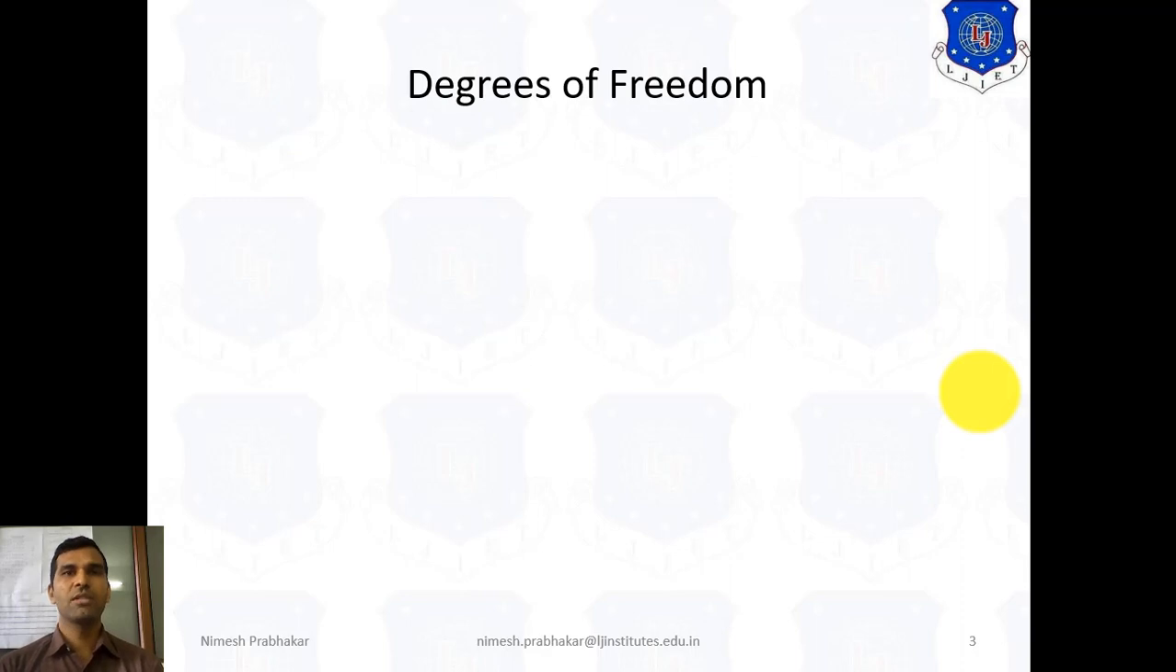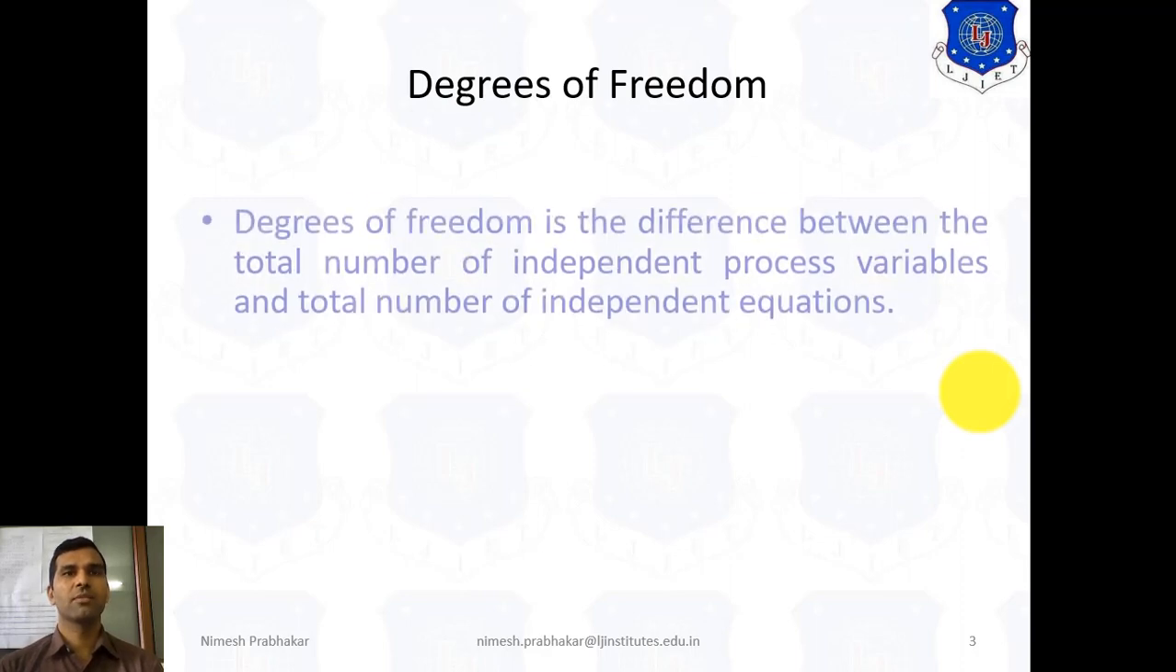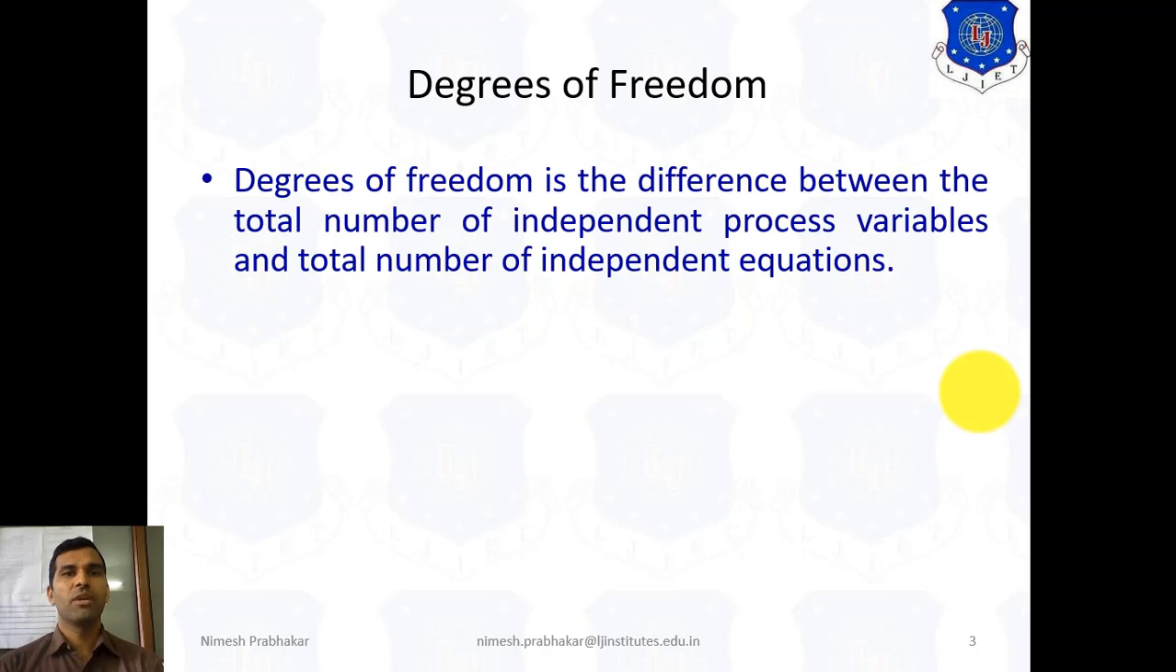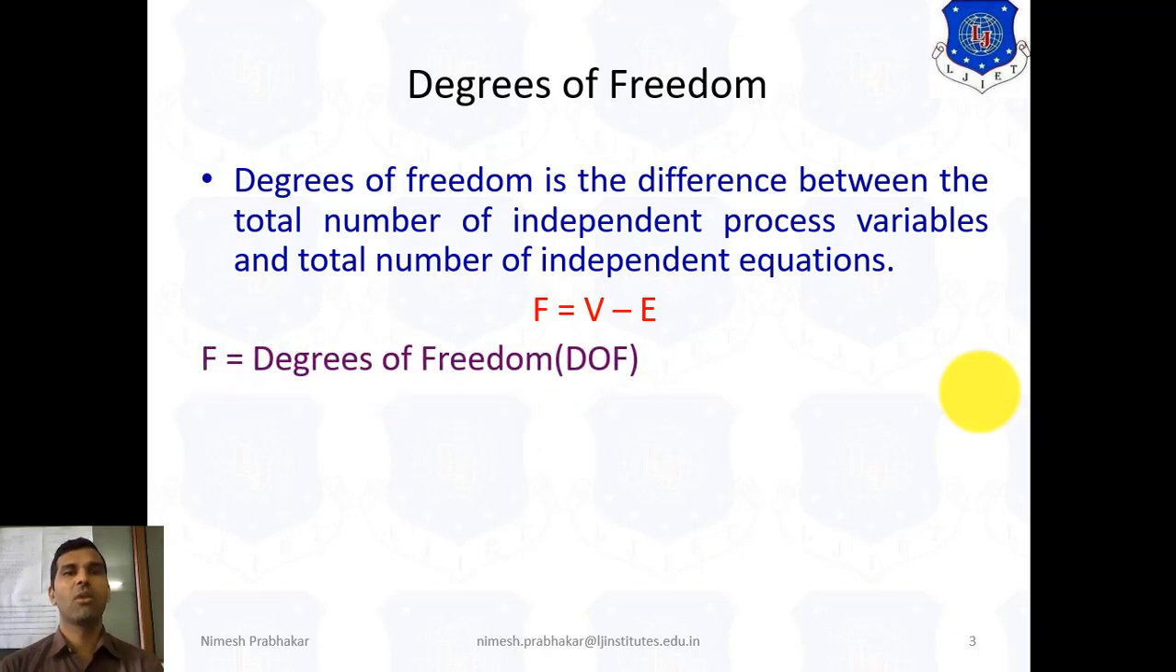The definition of degrees of freedom is the difference between the total number of independent process variables and the total number of independent equations. That means we can represent degrees of freedom as F = V - E. Here F indicates the degrees of freedom. We can also write it as DOF in short form.